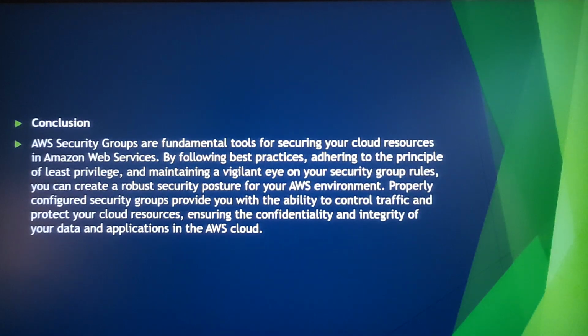In conclusion, AWS security groups are fundamental tools for securing your cloud resources in Amazon Web Services. By following best practices, adhering to the principle of least privilege, and maintaining a vigilant eye on your security group rules, you can create a robust security posture for your AWS environment. Properly configured security groups provide you with the ability to control traffic and protect your cloud resources, ensuring the confidentiality and integrity of your data and applications in the AWS cloud.